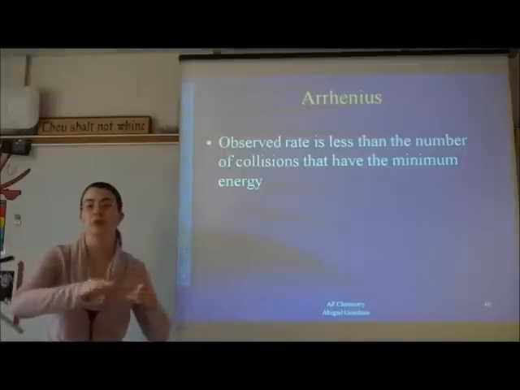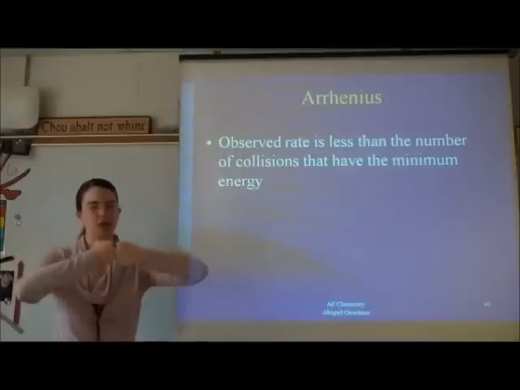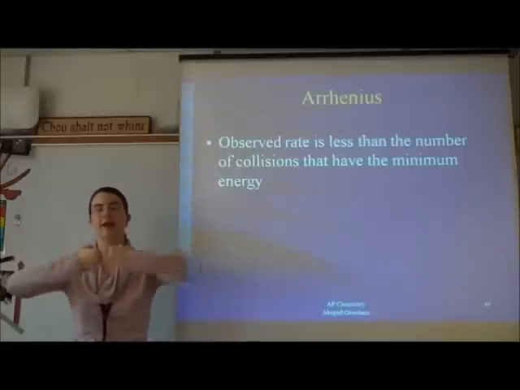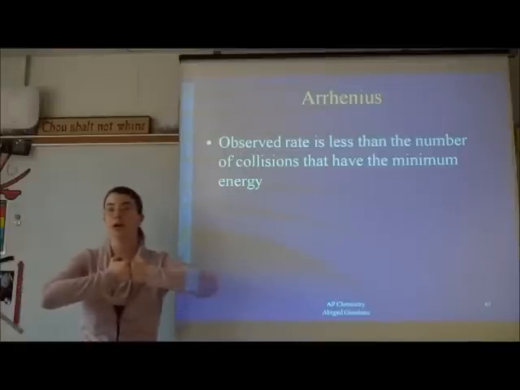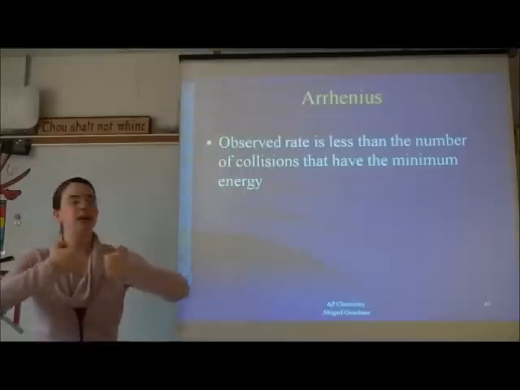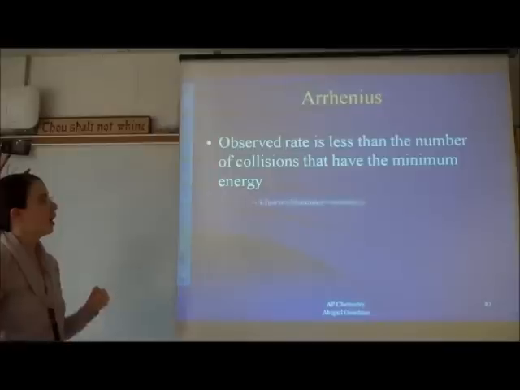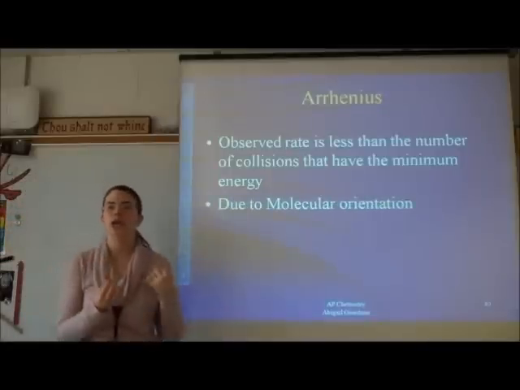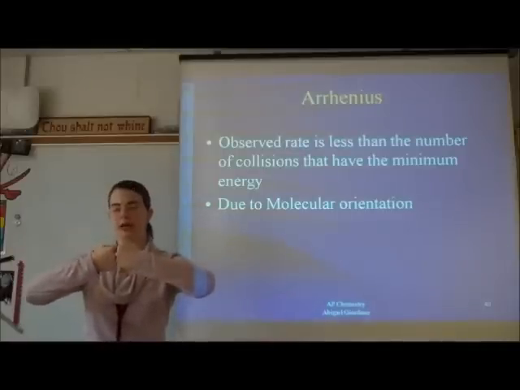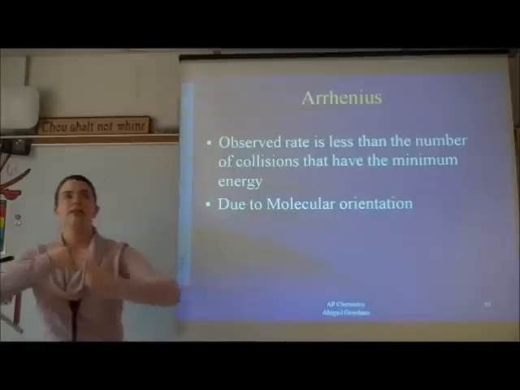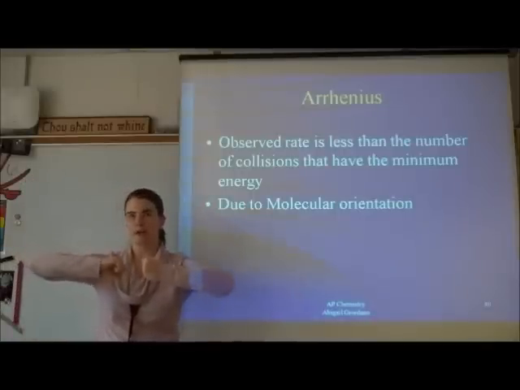Let me go back to that number 20. We can still have collisions where let's say these two reactants collide and they have 21 joules of energy. Is that enough energy to get over that 20 barrier? Yes. But that may not still do it, okay? And the reason is because of what's called molecular orientation. It's not enough for two particles to collide with the right amount of energy. They also have to be at the appropriate angle, okay?